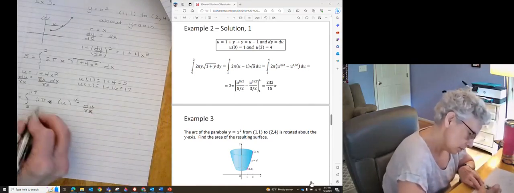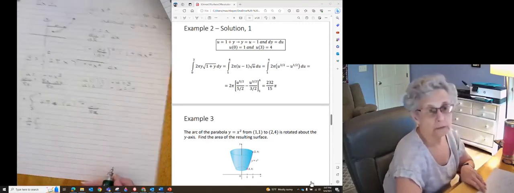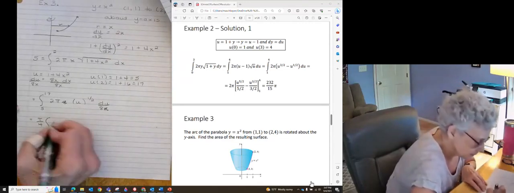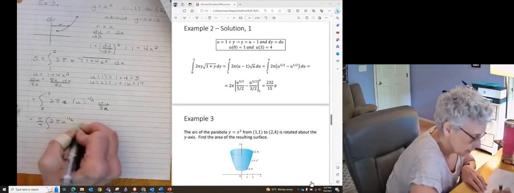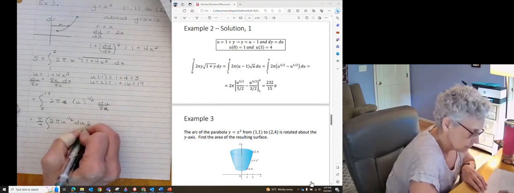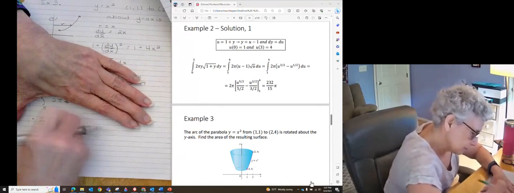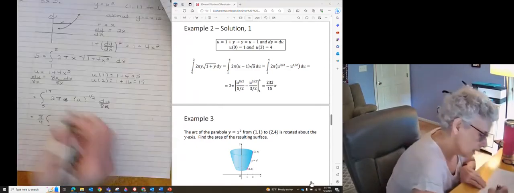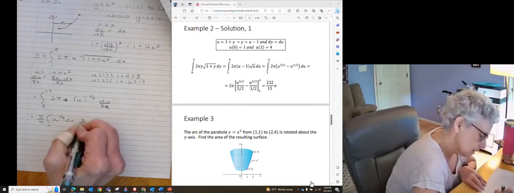So let's go ahead and pull 2 over 8, which is 1/4. So pi over 4 out front. And we have 2 pi u to the 1/2 du. We don't have the 2 pi, I pulled it out in front. We just have u to the 1/2 du.